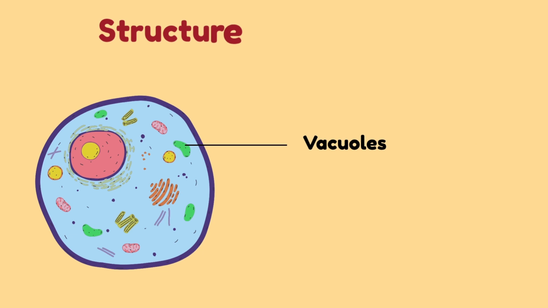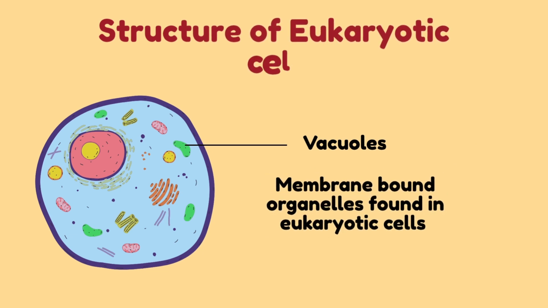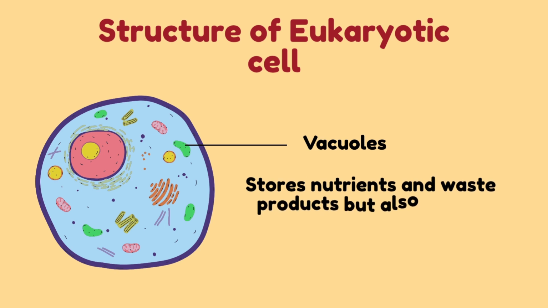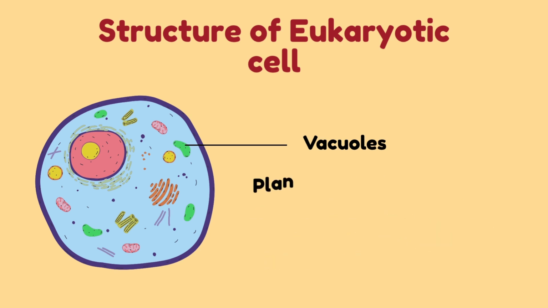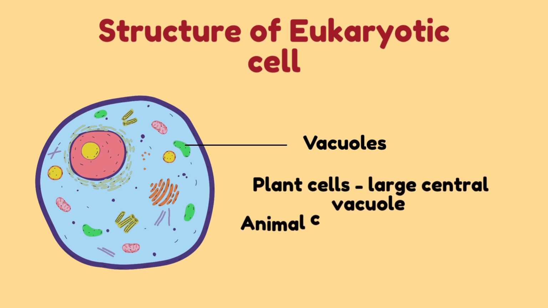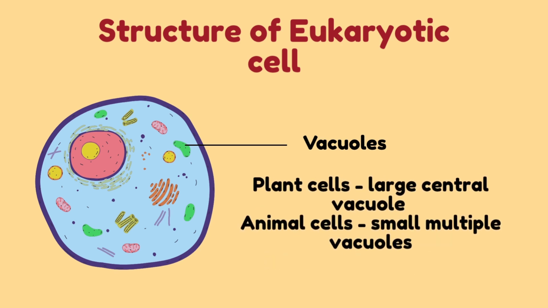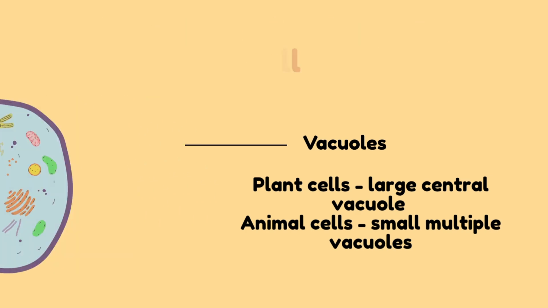Next is the vacuole. Vacuoles are membrane-bound organelles found in eukaryotic cells. They function as storage compartments but also help in maintaining cell structure, detoxification and intracellular digestion. Plant cells have a large central vacuole while animal cells have small multiple vacuoles.